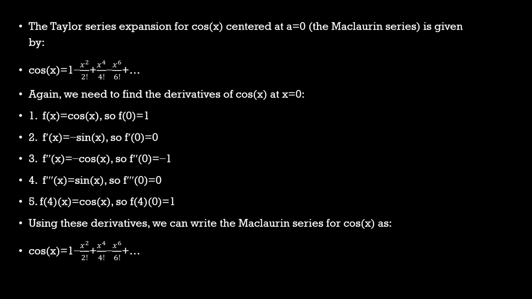And using these derivatives, we can write the Maclaurin series of cos x as cosine x equals 1 minus x to the second power over 2 factorial plus x to the fourth power over 4 factorial minus x to the sixth power over 6 factorial. And here are the graphical representations of cosine x.